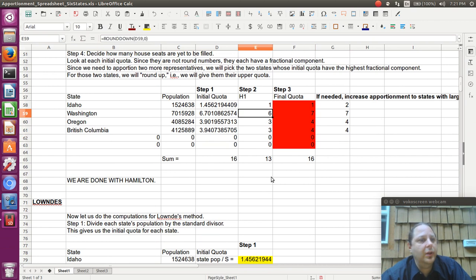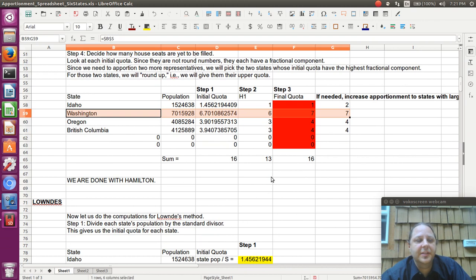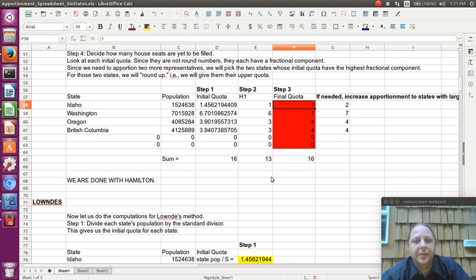And then I've got to apportion one more because I'm up to 15. And so the last one, Washington has 0.7 as its fraction, so they get their upper quota. So upper quota goes to Washington, the largest state, Oregon, and British Columbia. Idaho does not get their upper quota. They are staying with their lower quota because their fraction is lower. And that apportions the 16 I need. That's how you do it with Hamilton.